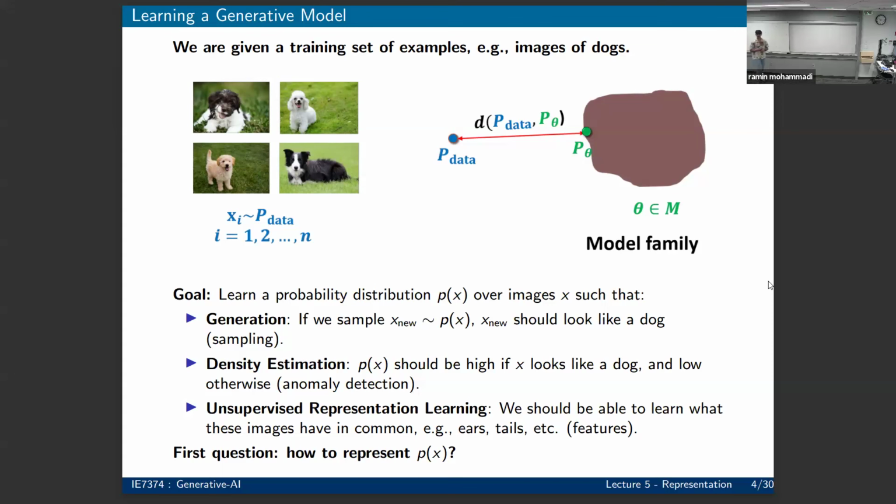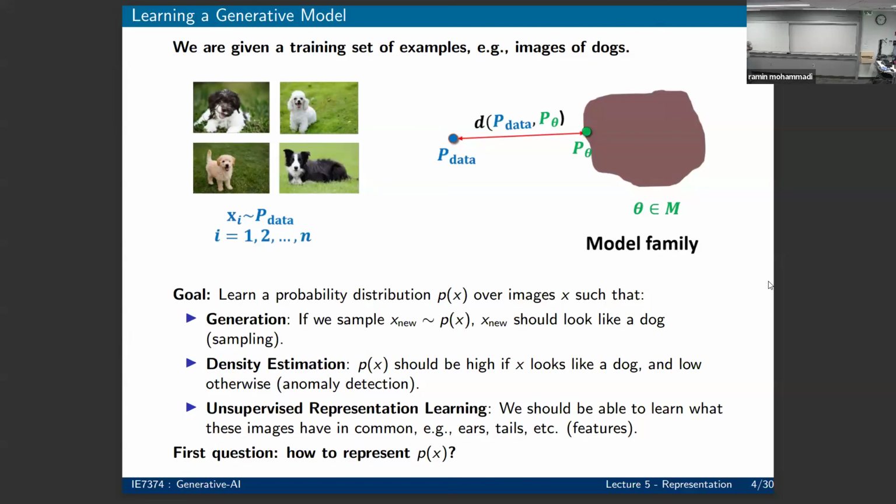Okay, so now the overall goal as we go through the class is that we want to learn the distribution P of X over the image. It's not a P of data, it's a distribution over P of X, the image that you have from your model. Somehow you want to learn this so that you can use it for 3 tasks, for example.